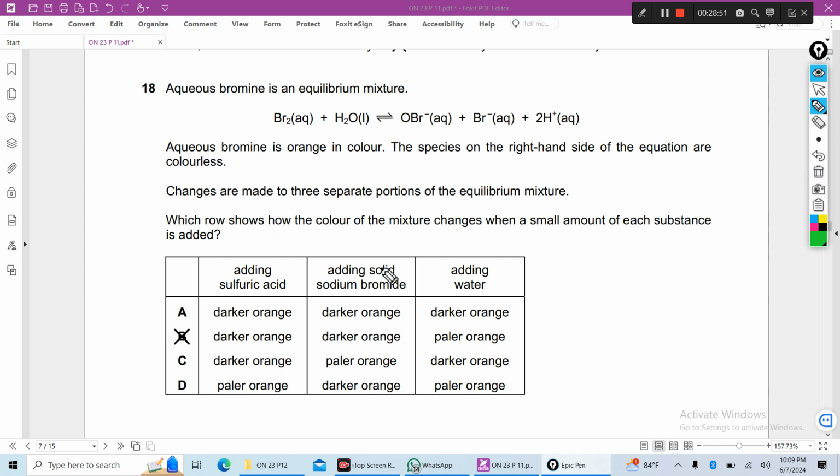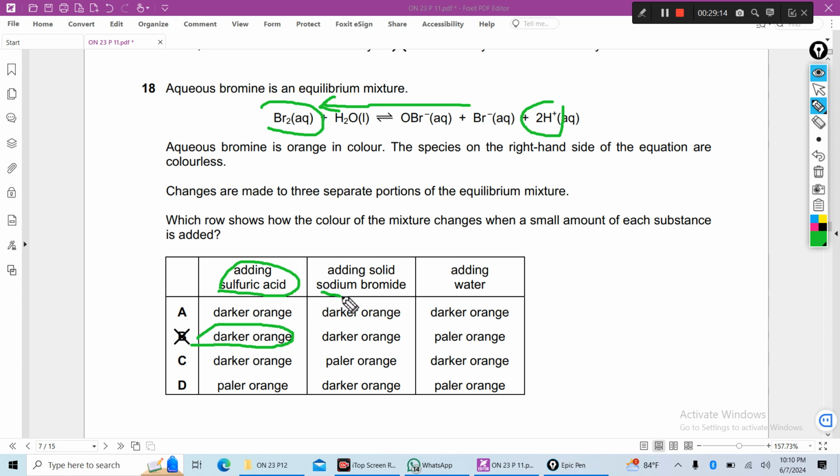So you see, this is an equilibrium. Adding sulfuric acid: if you add sulfuric acid, hydrogen ion will increase. So equilibrium will go from right to left. More orange color will be produced. So the answer is darker orange, meaning more orange.